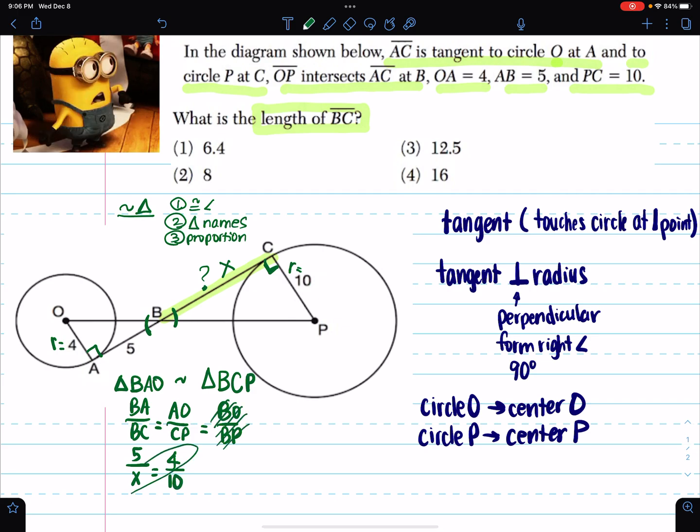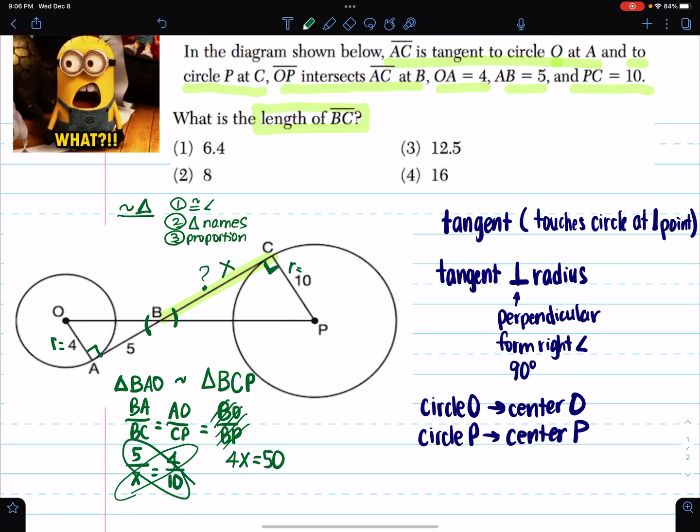So we cross multiply to solve for this proportion. 4 times x is 4x. 5 times 10 is 50. We divide both sides by 4. And so x equals 12.5.